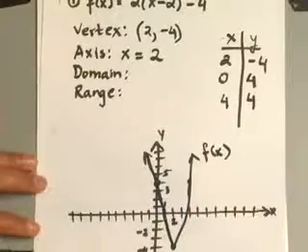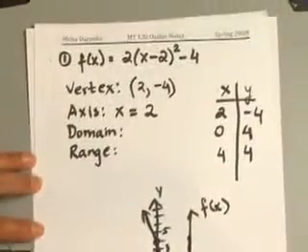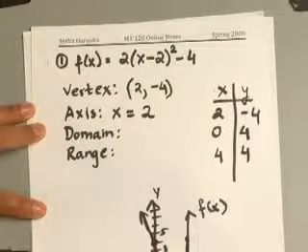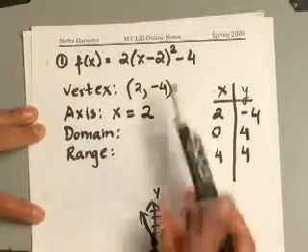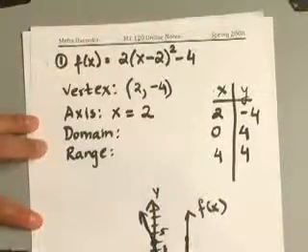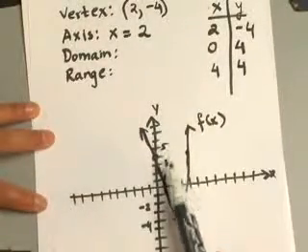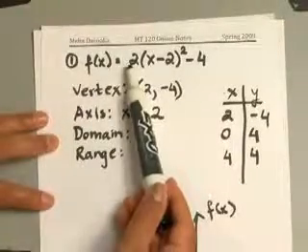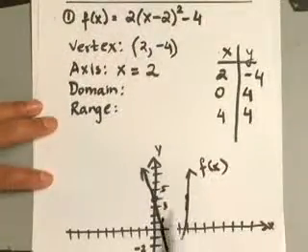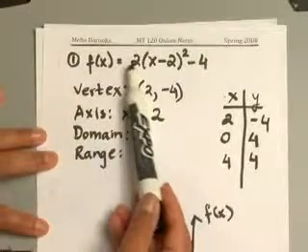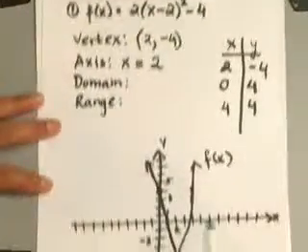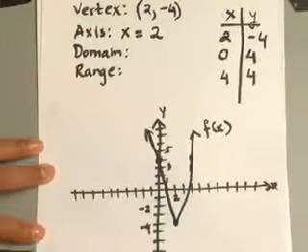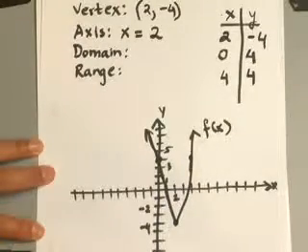Okay, and of course you can see that we had a horizontal shift by 2 units. Our graph has moved 2 units to the right. A vertical shift of negative 4, which means that our graph moved 4 units down. And since 2 was a positive number, you can see of course your graph opens up, but 2 is greater than 1. So you can see that your graph is narrower than what your x squared graph would have been.